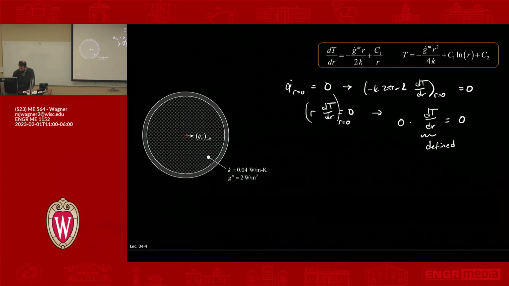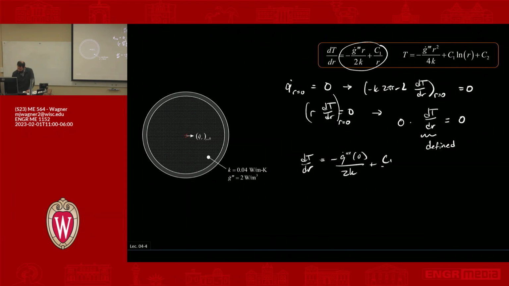So let's think about that or look at that a little bit more closely. So let's take dT/dr. Let's take the differential of our temperature expression that you see above here, actually given right here. All right, so dT/dr, if I substitute in r equals 0, I'm going to say minus g dot triple prime times 0 over 2k plus C1 over 0. That's from our dT/dr. What has to be true in order for dT/dr to be defined?